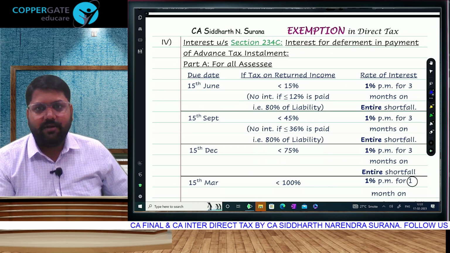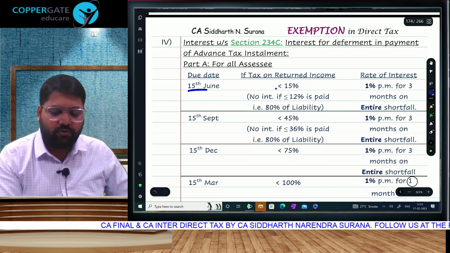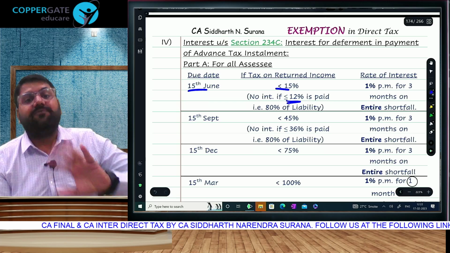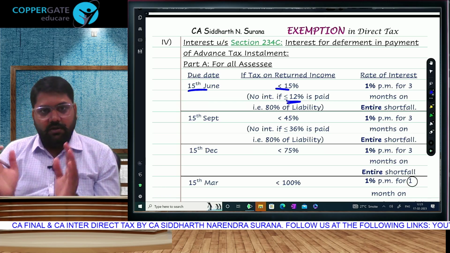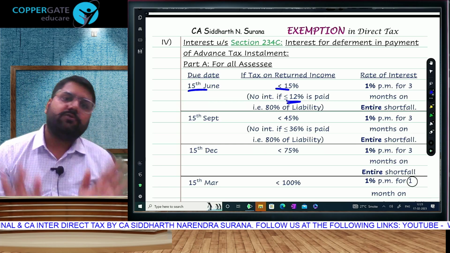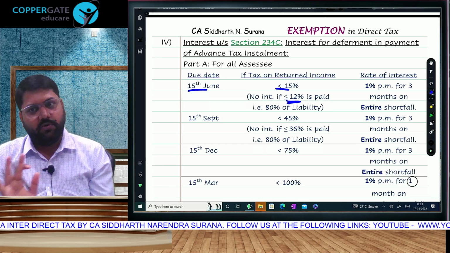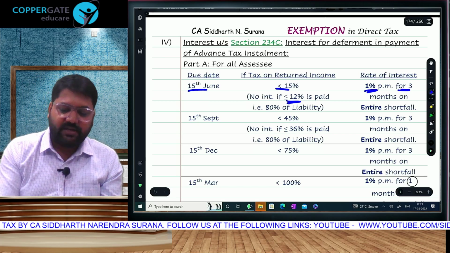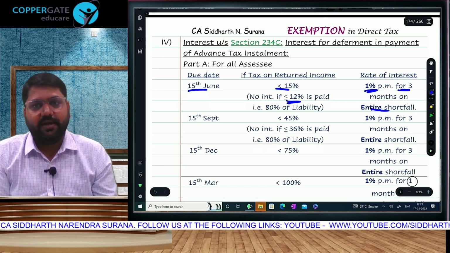234C, installment by installment we will go. By 15 June we have to pay 15%. But even if you pay 12%, then there will be no interest. Meaning we are allowing an 80% margin. No interest if 12 is also paid. Otherwise 15 you have to pay, but no interest if 12 is paid. And if 12 is also not paid, then the shortfall into 1% for 3 months, 1% for 3 months on the entire shortfall.